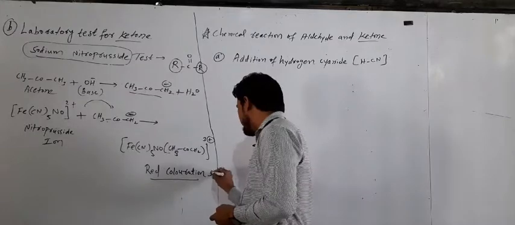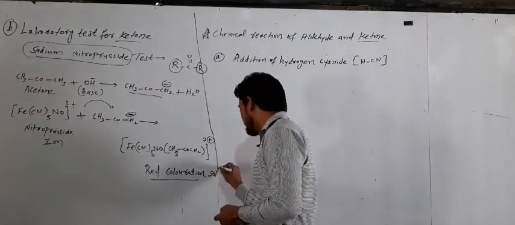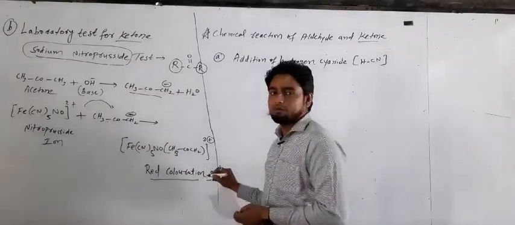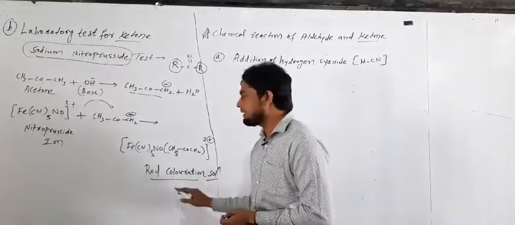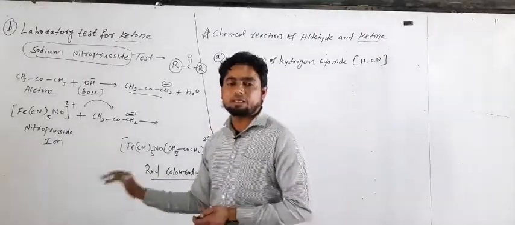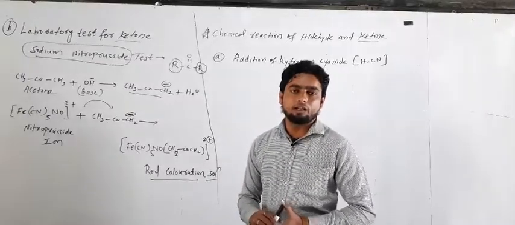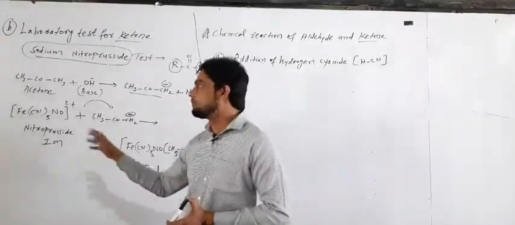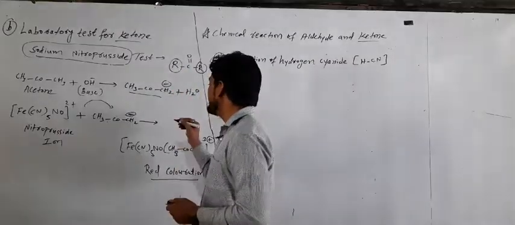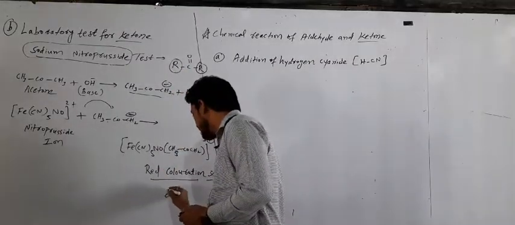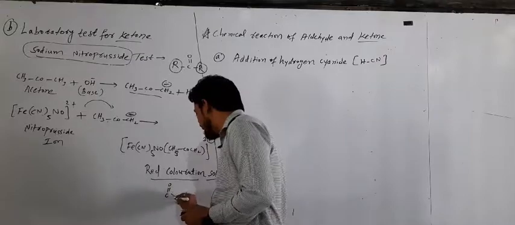So this is called the solution. Soln is a short form of solution. So, red color of solution. This reaction indicates that when the color of the compound formed is red, the compound contains the ketonic group, which is the C double bond O group. It is called the ketonic group.